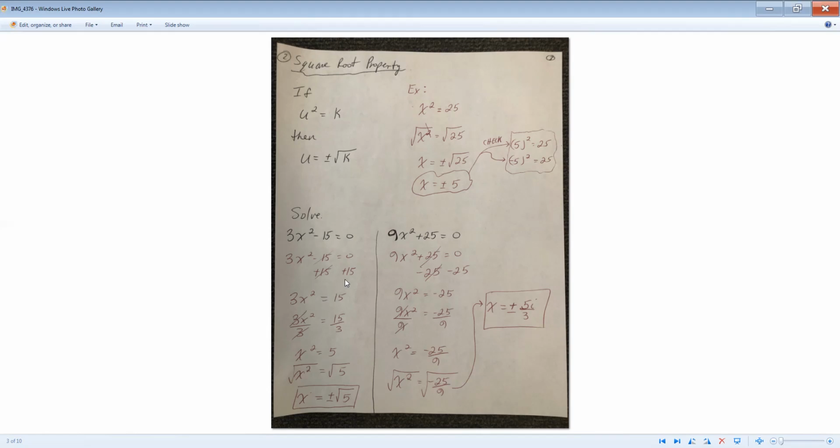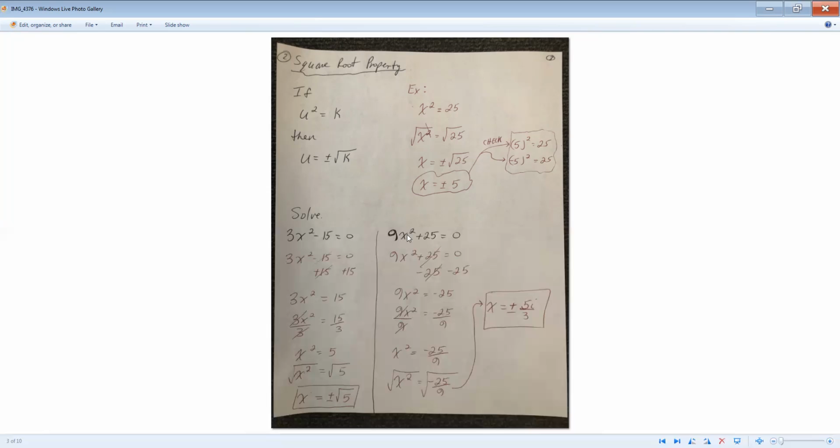Add 15 to both sides. That would be 3x squared equal to 15. Divide by 3. That would be x squared equal to 5. Now that I have my squared part isolated, now I can take the square root of both sides, and that would be x equal to plus or minus the square root of 5. I cannot reduce the square root of 5, so we just leave that 5 under the radical. That's as simple as it gets. So once again, my solution is positive square root of 5 and negative square root of 5.